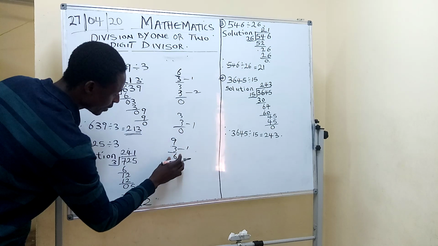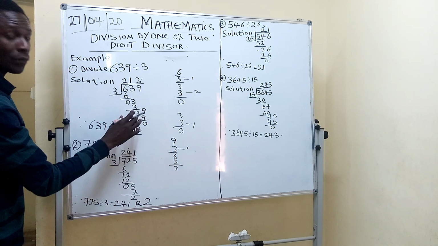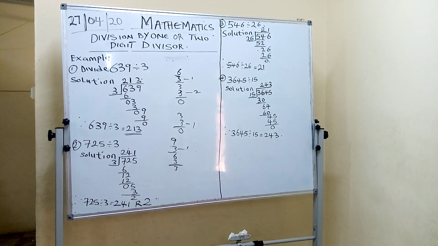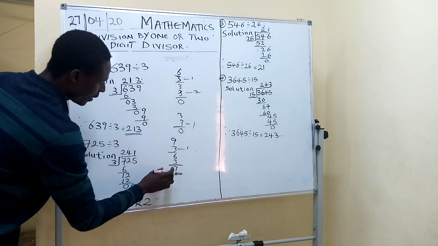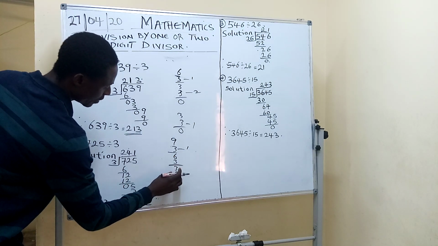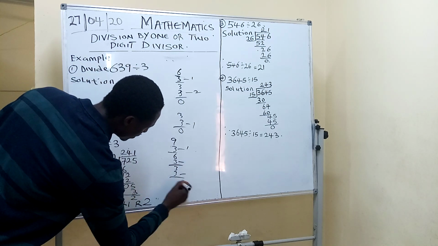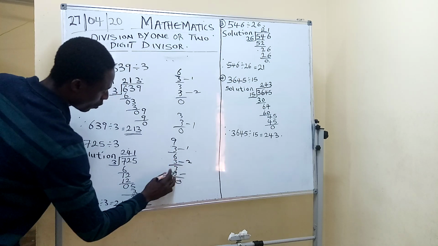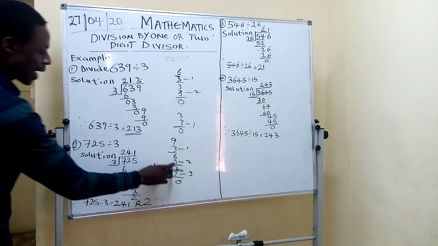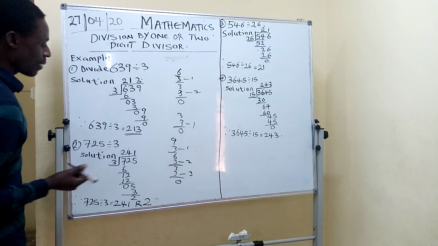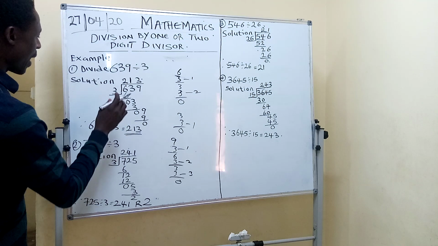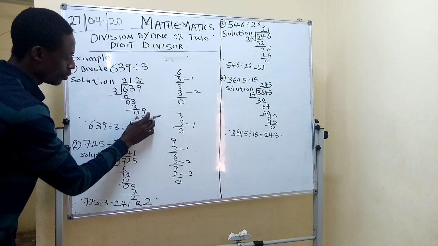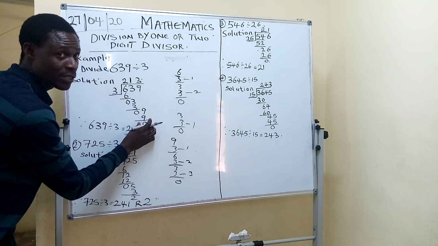3 removed from 9 is 6. 3 removed from 6 is 3. And 3 removed from 3 is 0. We have now how many 3s in 9? This is 1, 2, and 3. So inside 9 we have 3 three times. So here you write 3, and 3 times 3 will give you back 9. So remove 9 from 9, we get 0.